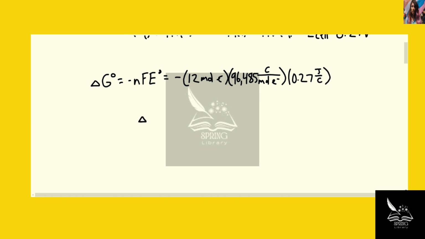And so delta G at standard conditions, when we calculate that out, we get it in units of joules, and we can convert it into kilojoules. And that should come out to about negative 310 kilojoules.